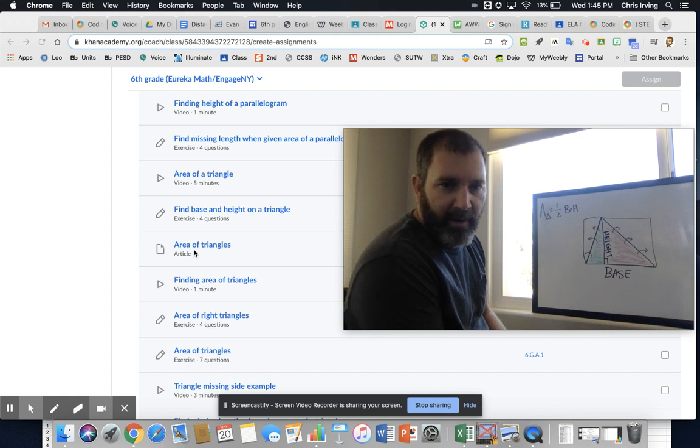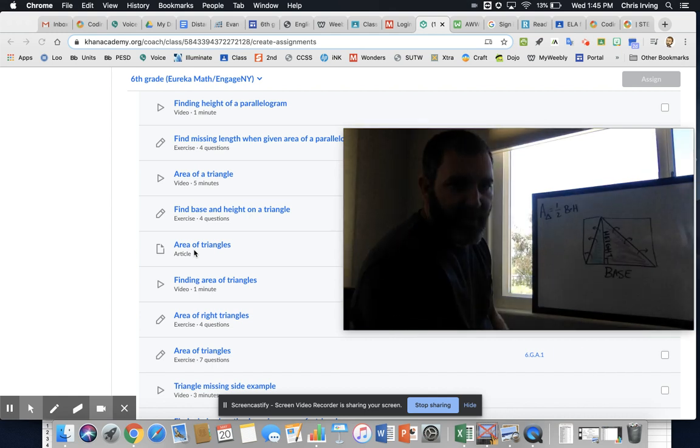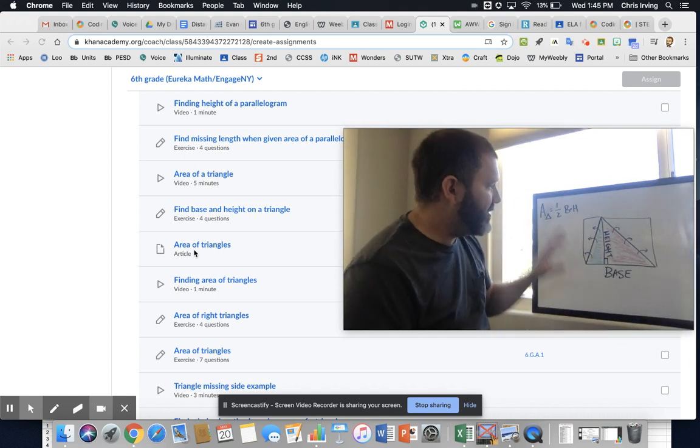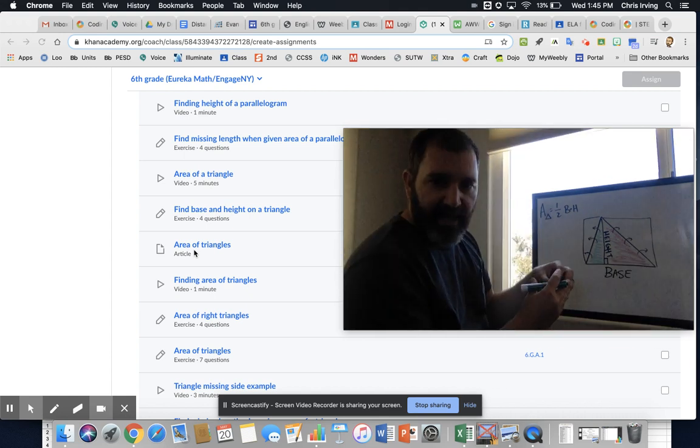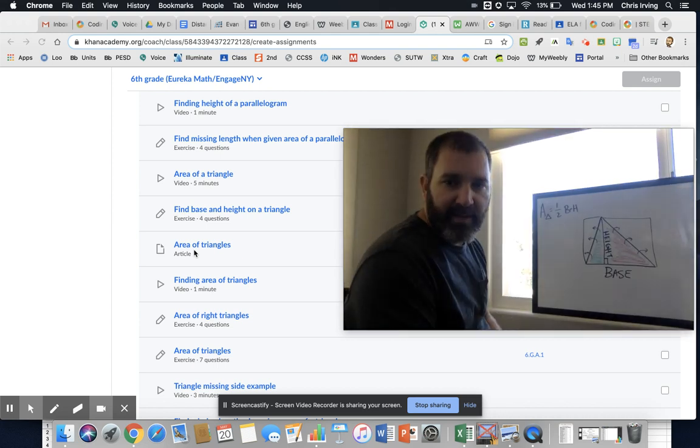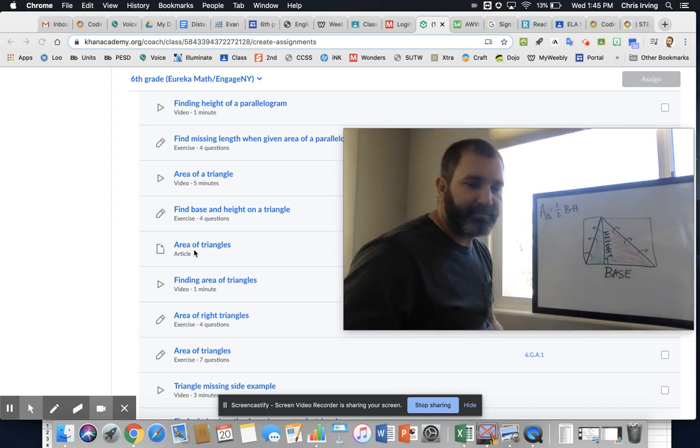Well, we know that the area of a rectangle can be found by solving length times width, or in other words, base times height. So for a triangle, you just take that number and you cut it in half. Half of the base times the height will always give you the area of a triangle.